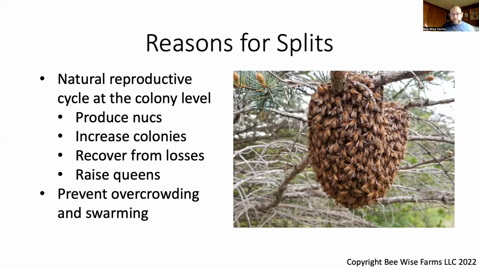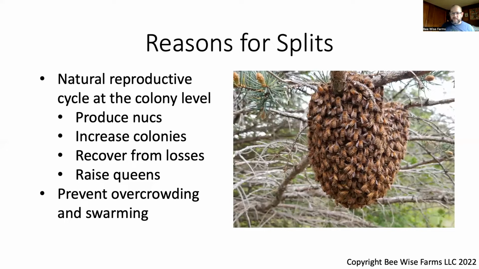So if you say, for example, you had an apiary of 10 colonies and 5 of them made it through, you could easily recover those losses that you had from the previous year through splits of those 5 colonies that made it through. You can also raise queens with splits as well, taking advantage of those times when you find queen cells that are active.